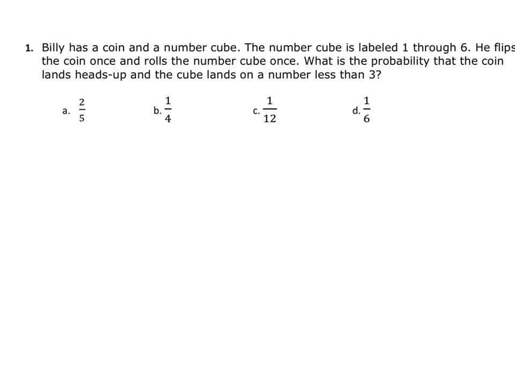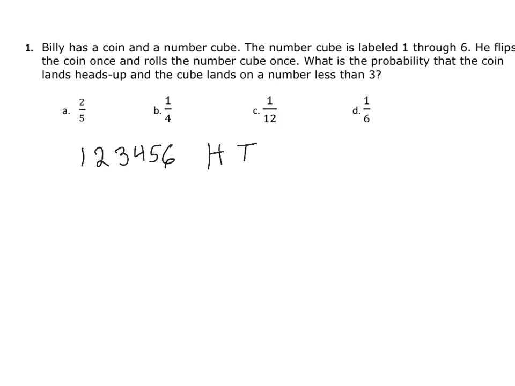Number 1 says Billy has a coin and a number cube. The number cube is labeled 1 through 6, so we want to go ahead and write out 1 through 6. He also flips a coin once and rolls the number cube once. So when you flip a coin, you can get heads or tails.